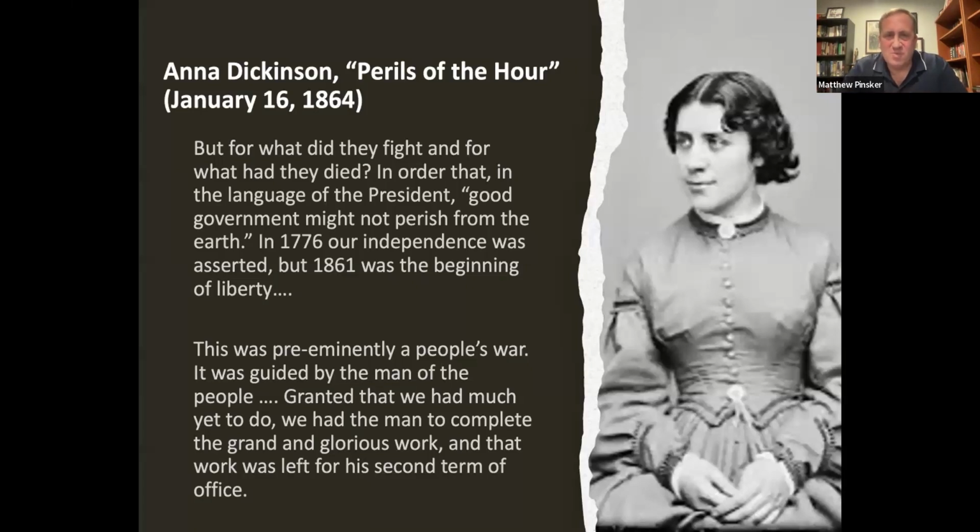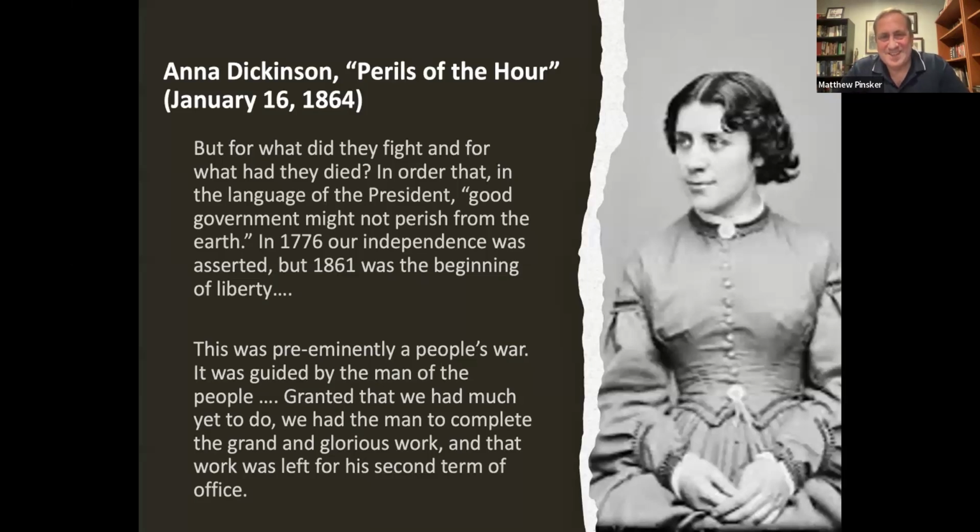She begins by saying what Douglas said. She talks about what she calls the perils of the hour, not the mission of the war, but she says it was for liberty. For what did they fight, and for what had they died? She says, in order that, in the language of the president, good government might not perish from the earth.